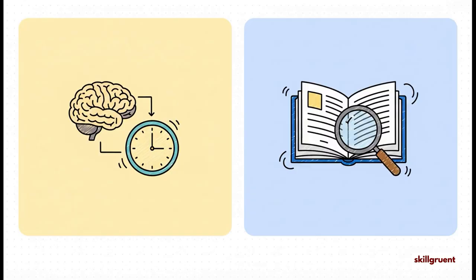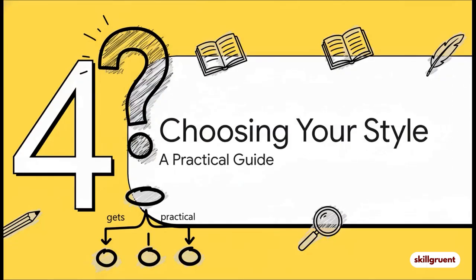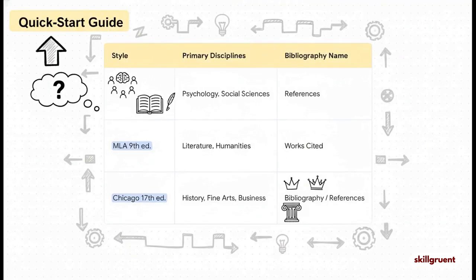It makes sense. Which, of course, brings us to the big practical question. How in the world do you know which one to use? So let's get down to it. Think of this chart as your quick start guide, your cheat sheet. Writing a psychology paper? You're probably going to be using APA. Analyzing literature? That's MLA's home turf. Writing about history? Chicago's style is likely your go-to. It's a great place to start figuring out where you stand.